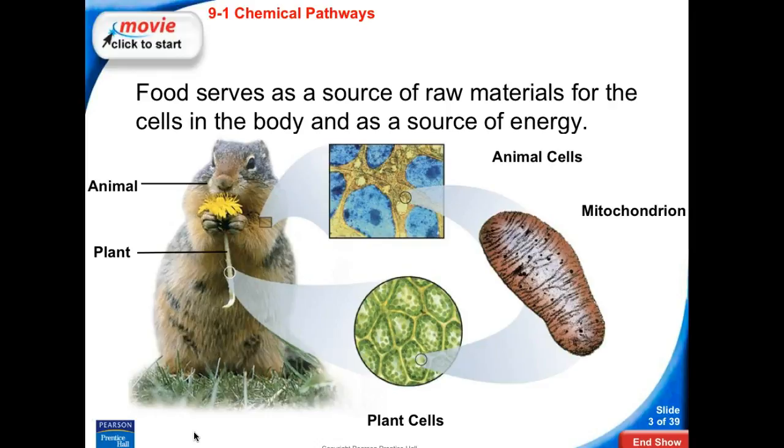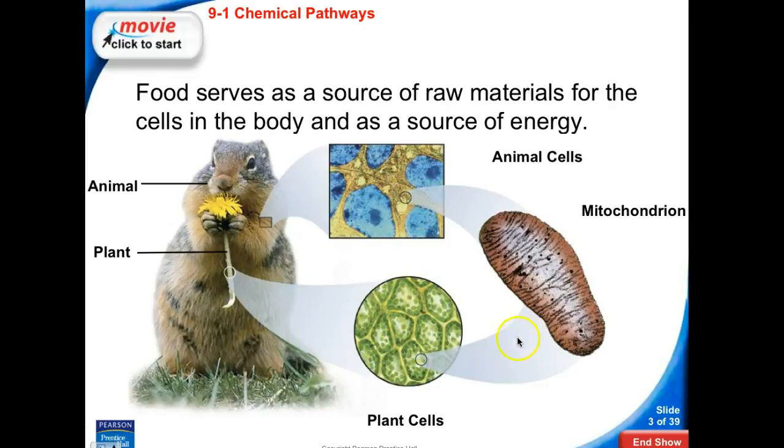We know that food serves as a source of raw materials for the cells in our body and a source of energy. So here we could see a little chipmunk, or a squirrel, eating a plant. So we have an animal and plant. Here's what that plant cell will look like. Here's an animal cell, typical.